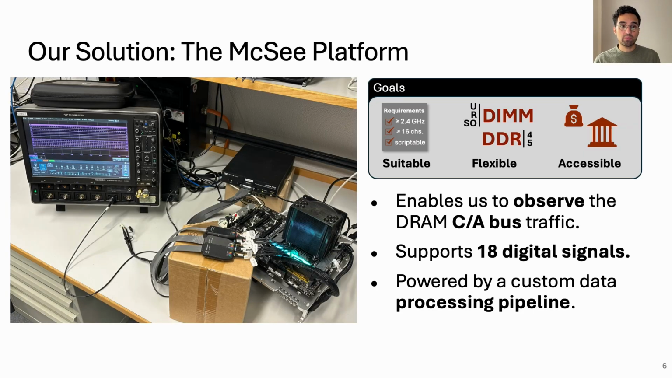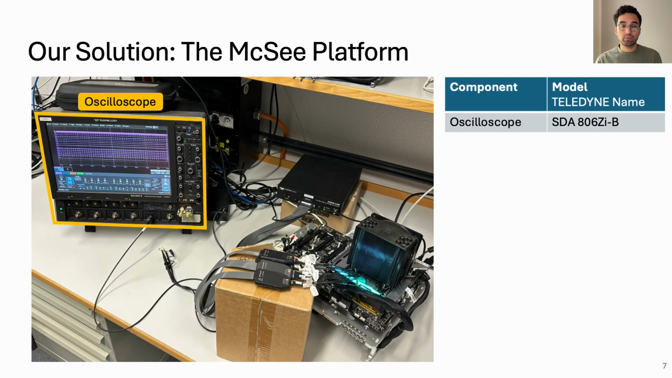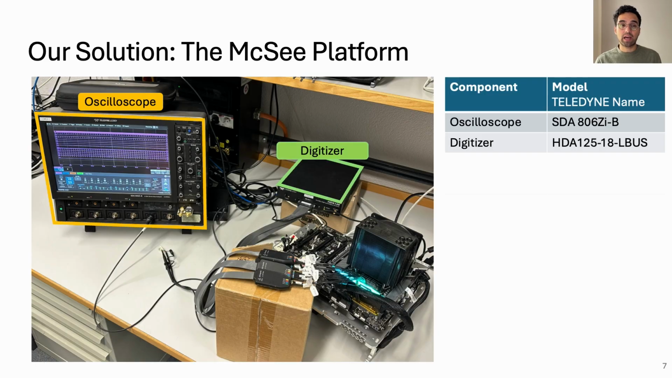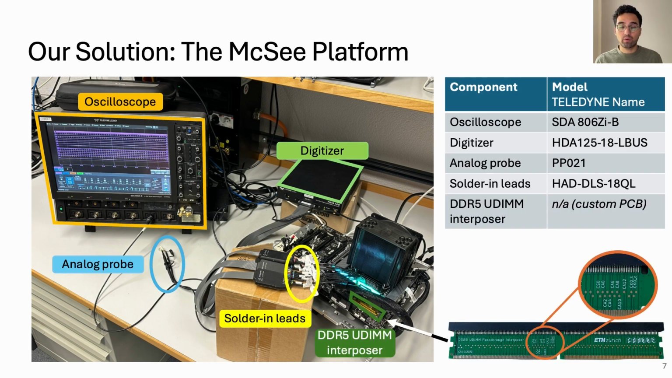Here you can see the McSee platform that allows us to observe the DRAM command address bus traffic on a DRAM command level. It supports up to 18 digital signals and is powered by a custom data processing pipeline. More in detail, our platform consists of a high-speed oscilloscope, a digitizer, an analog probe to synchronize the workload with triggering of the oscilloscope, and soldering leads that are soldered to a custom DDR5 UDIMM interposer.